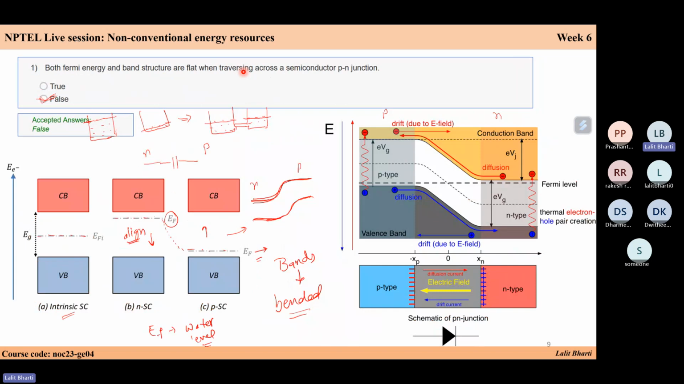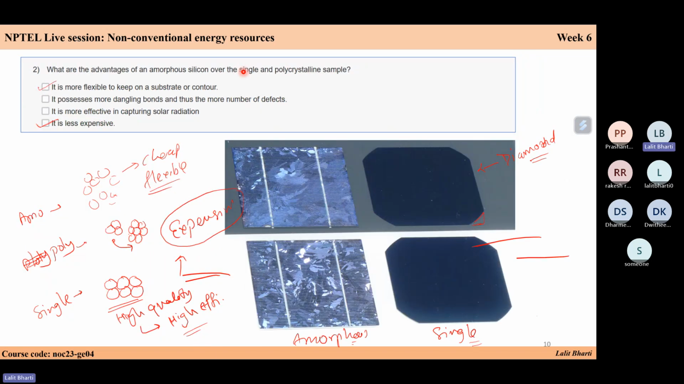So let us go to the next question. I guess we are moving quite fast this time, but let us see how much time we get at the end. So the question says, what are the advantages of amorphous silicon over single and polycrystalline samples?